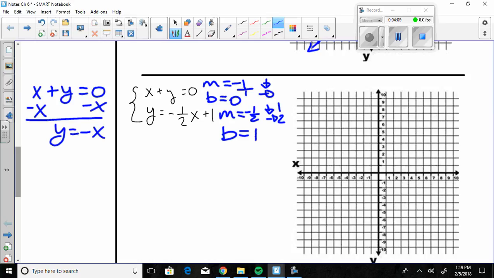Going back to our first point. So 0, we're going to go up 1, right 1. And going to our second point, we're going to go up 1, right 2. So again, found it pretty quick. That point where they cross. And it's the point (2, 2).